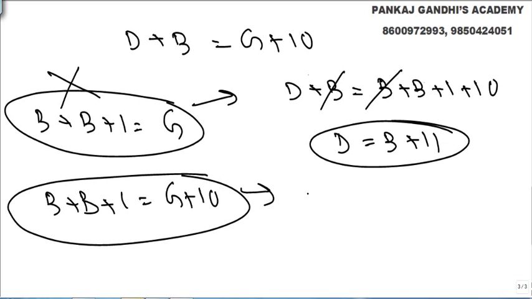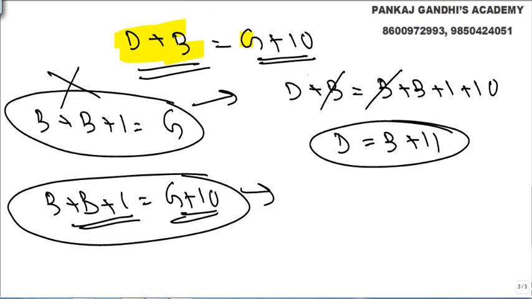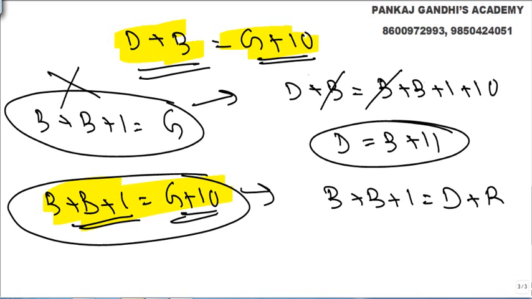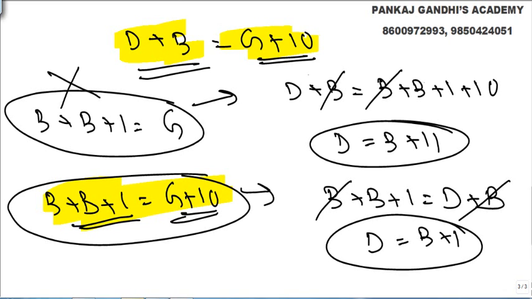So what all we get here is, this is g plus 10 and this is g plus 10. D plus b is equal to g plus 10. This is equal to g plus 10. Equate them. b plus 1 is equal to d plus b. Both are g plus 10. So d equals b plus 1.